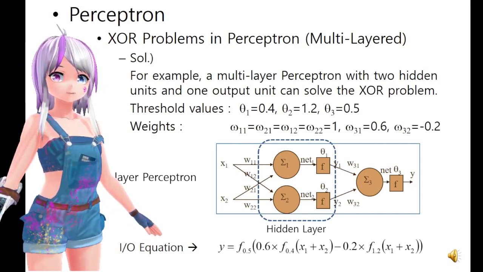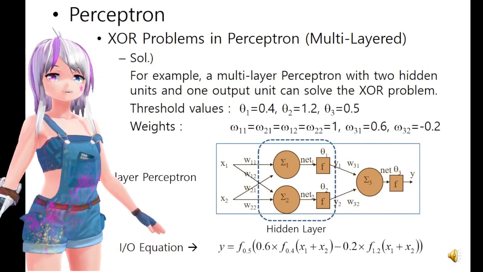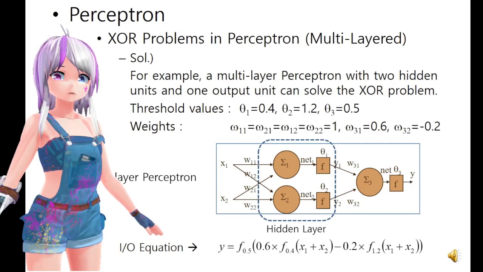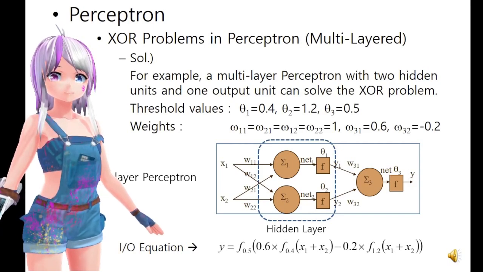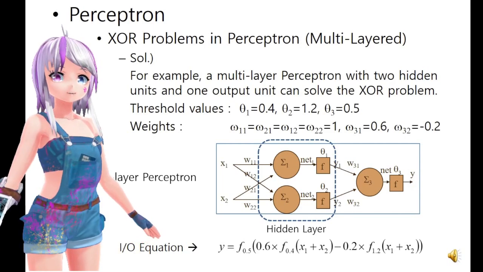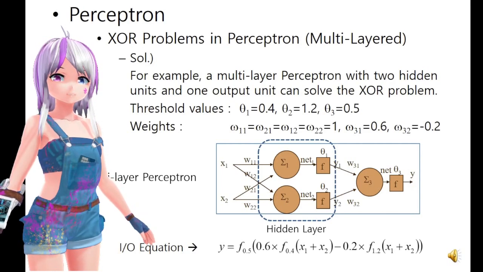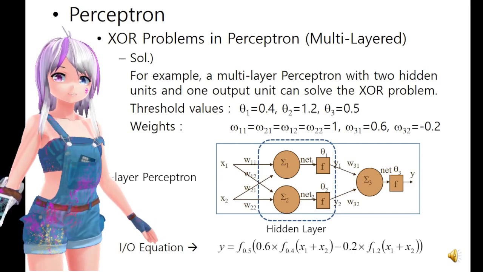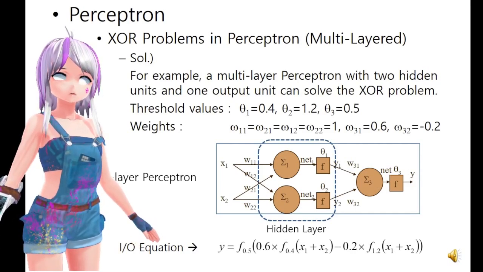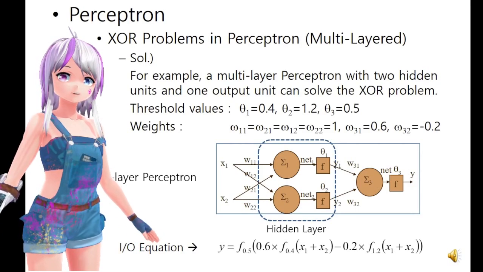which solves the exclusive problem. So threshold values, theta 1 is 0.4, theta 2 is 1.2, and theta 3 is chosen to be 0.5. And those weight parameters, W11, W21, W12, W22, are all 1. And W31 is 0.6, and W32 is chosen to be minus 0.2. You just use these values somehow. Then you have the multi-layer perceptron in the figure. And the IO equation looks like this at the bottom equation.